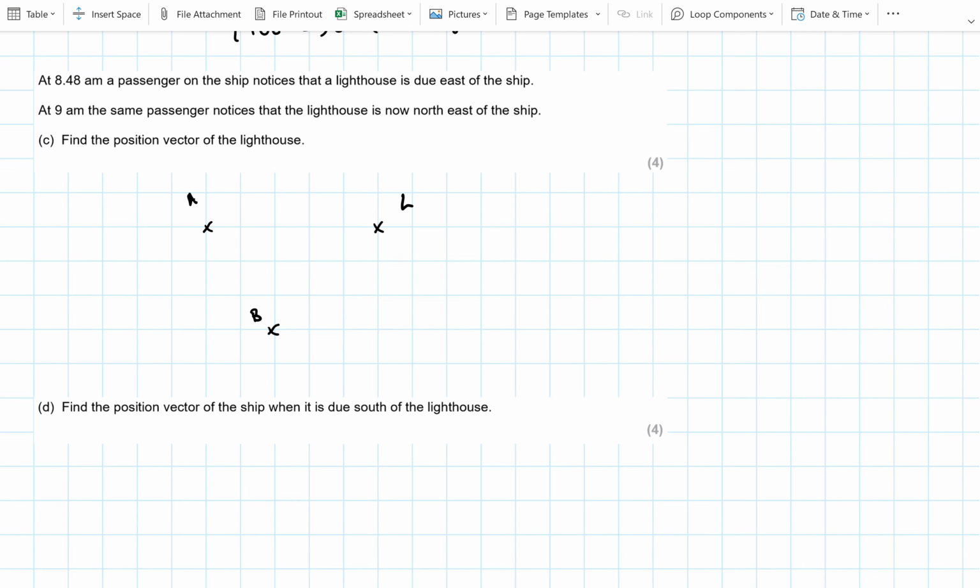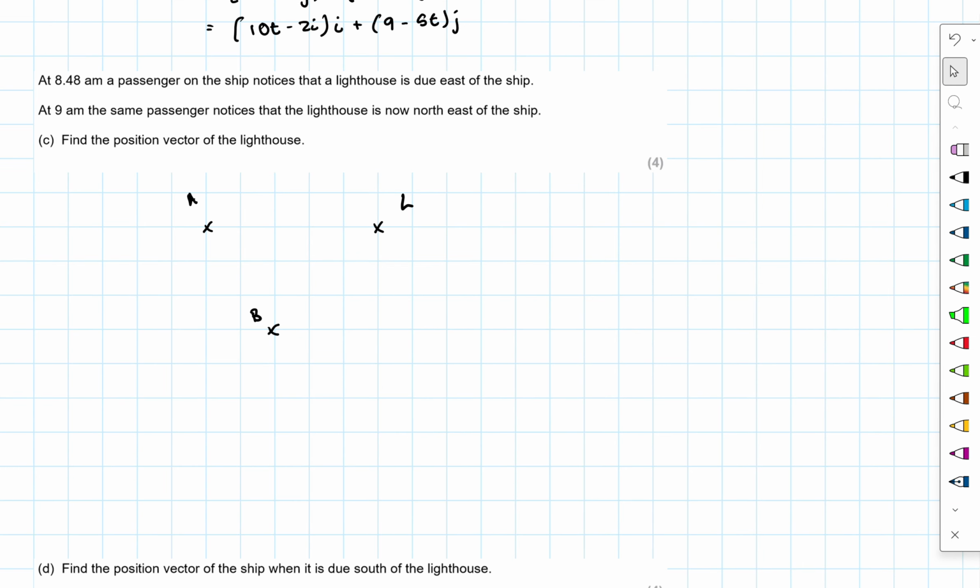So we know then that, first of all, we are due east. Well, actually, we need to work out the position vectors of each one first, right? So at 8:48, this is 108 minutes, or 1 hour and 48 minutes, or 1 and 4/5 hours. So if I take my position vector and I let t equal 1 and 4/5, or 9/5, then I get my position.